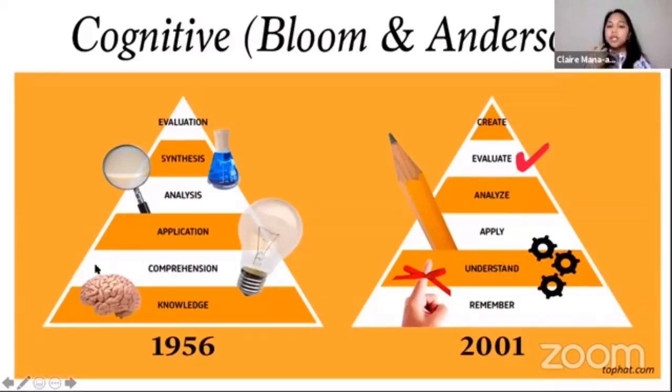In comprehension, the student is now able to paraphrase. The student can already give you the definition of a term, of a word, using his own meaning, or using his own words. It's no longer the knowledge level where he just memorized and parroted back whatever definition you gave. In comprehension, he can already paraphrase and explain a term or a topic using his own words. So that's comprehension.